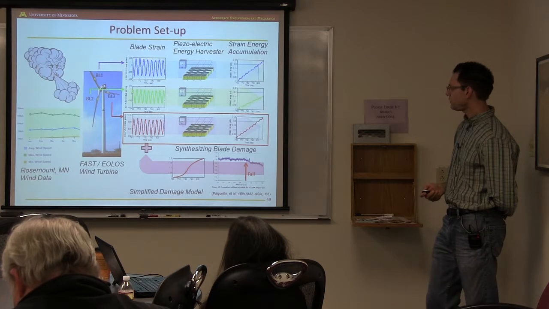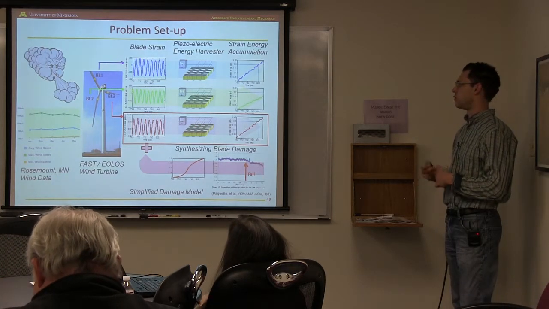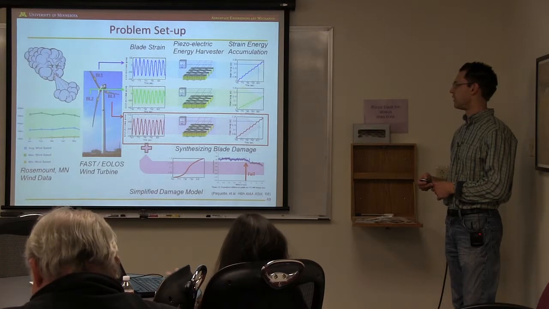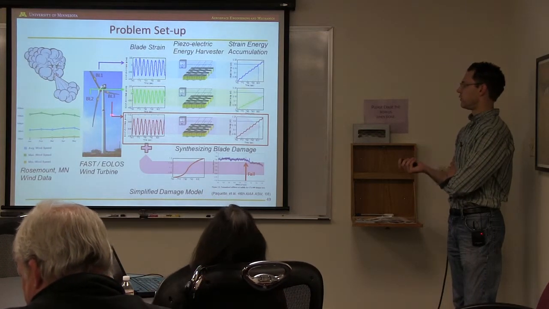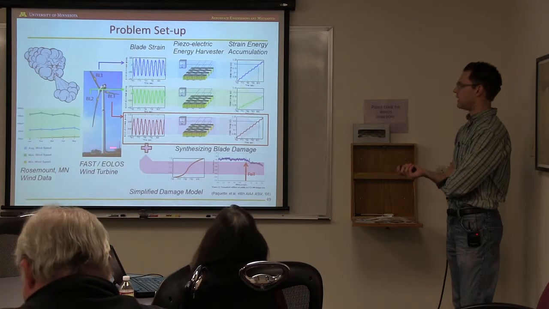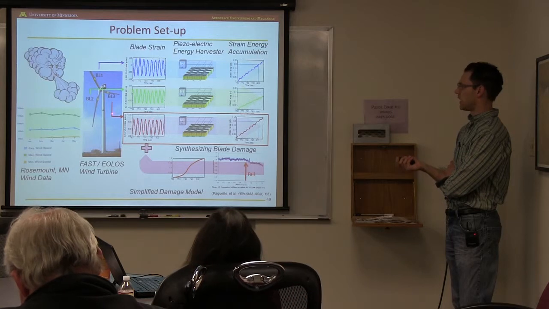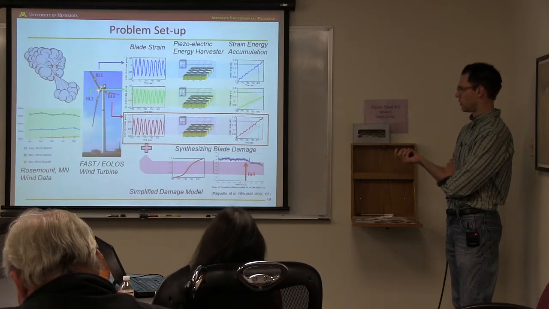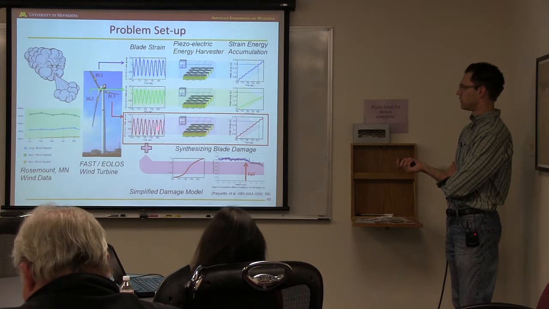Okay? So I'm going to describe just a couple initial studies that we've been working on, and then what's our path to actually try and experimentally validate this. So the simulation studies are as follows. We've been taking data either from FAST or the OLOS turbine, so we can actually get strain data because on the research turbine we've got strain gauges all along the blade. So we have no problem getting the strain measurements.